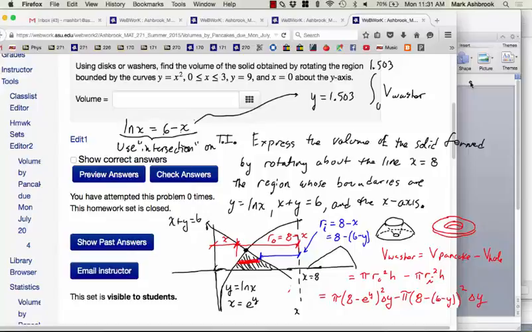Okay, the key to these is the picture. These are geometry problems. You have to make a good picture and do your typical elements, right? Make your typical washer in order to figure out what the volume is.